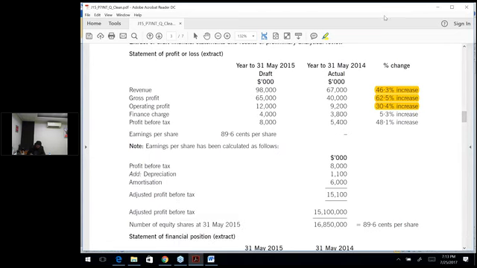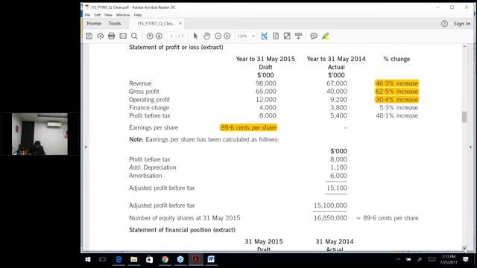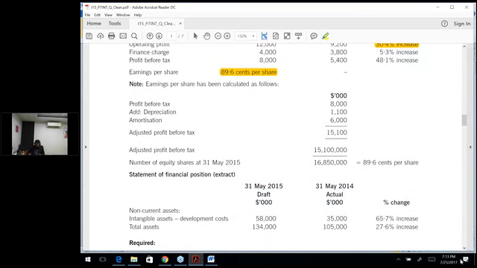So if I see further, the finance charges, etc., the EPS is 89.6. It says the EPS has been calculated as follows. Profit before tax is given, the depreciation is added back, and amortization is added back. We did discuss that this is all incorrect. So this is not a correct calculation. The second one is adjusted profit before tax divided by the number of equity shares at 31st May 2015.